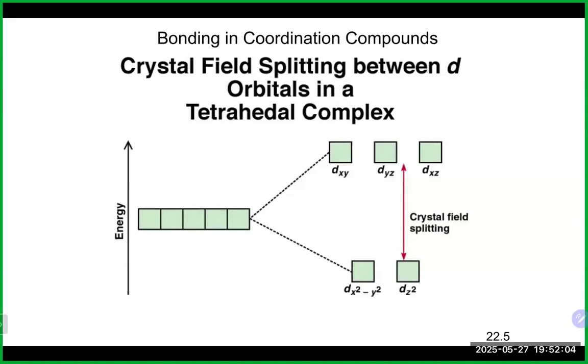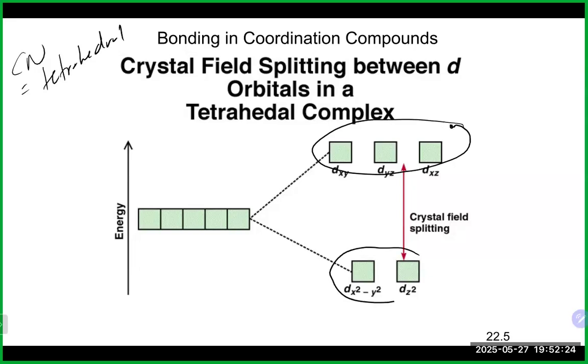Now, let's talk about some other geometries. With a coordination number of 4, you could get tetrahedral geometry. And you also get the splitting, but it's upside down versus what we just saw in octahedral. So the 3 that were on the bottom for octahedral actually end up higher in energy, and these guys actually end up lower in energy. It works the same way. If we were to fill this, we would fill these guys first, and then they would have to make the decision to go up or not go up. And it's really the same sort of idea.